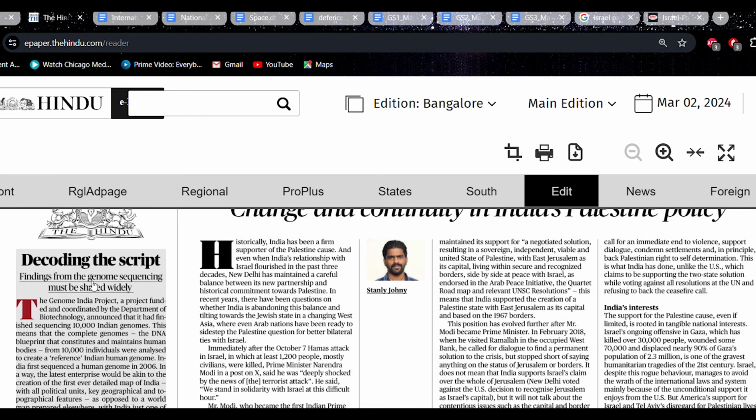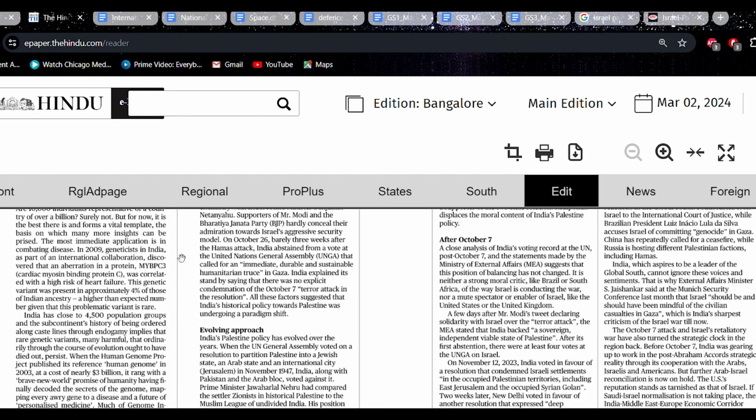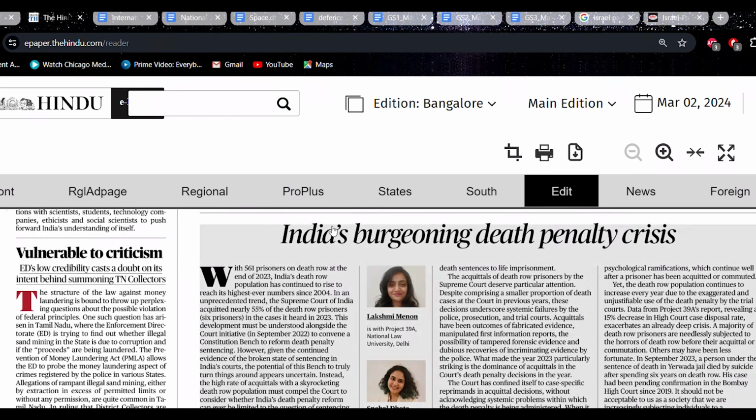So next, coming to decoding the script, findings from genome sequencing must be shared widely. So the Genome India project, if you don't know what the Genome India project is, Google it. Genome India project, UPSC. Read any document which you find is good. You can also read the Wikipedia document.